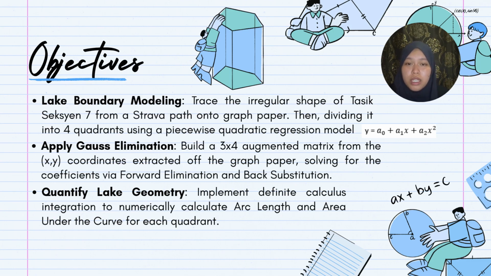For the third objective, we quantified the geometry of Tasik Seksyen 7 using Gauss elimination and definite calculus integration. First, we selected several xy coordinates from each quadrant of the lake boundary. These points we substitute into a quadratic equation, to find the area under the curve and the arc length. This objective shows how Gauss elimination and calculus can be applied to analyze irregular real-world shapes mathematically.